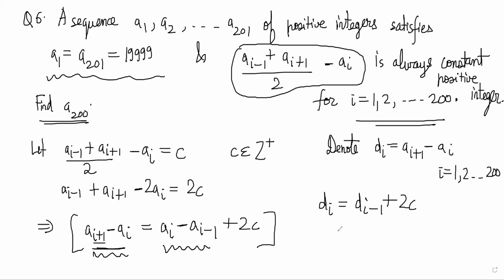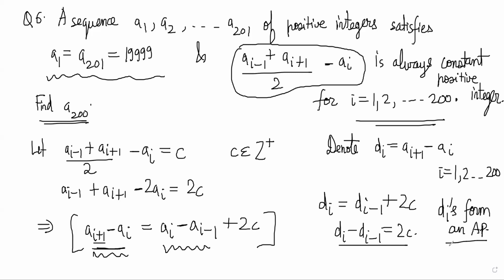So this implies that the difference of the di's is always a constant positive integer. So the di's form an AP. We can conclude from here that the di's are forming an AP, right? And the common difference is 2c for that AP. So that helps us write the general term of di. The general term of di would be d1 plus 2 times c times (i minus 1), for i going from 1 to 200.